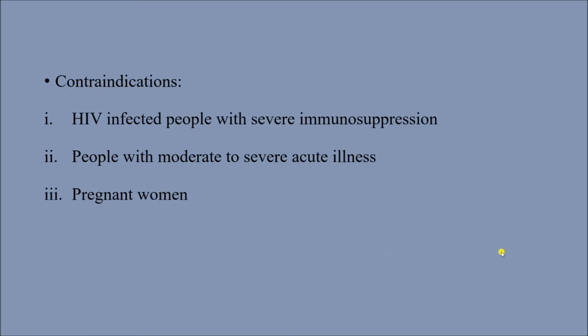In certain situations, measles vaccination is contraindicated. For example, a person infected with HIV having severe immunosuppression, or people having moderate or severe acute illness, they should not receive the vaccine. Also, pregnant women should not receive the vaccine.